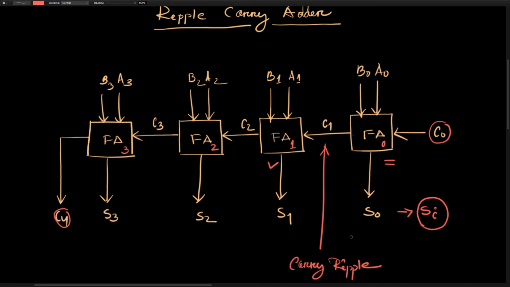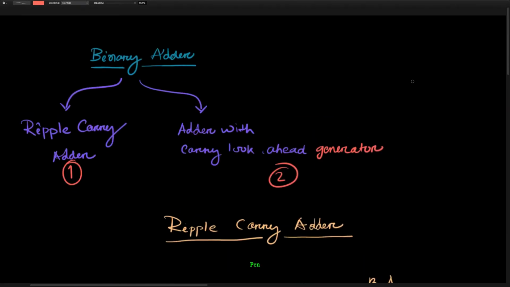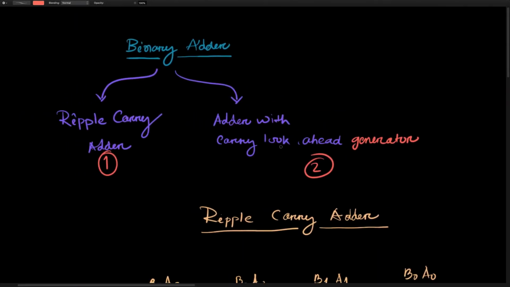Now this has the problem of a longer implementation time. For shorter bit calculations, like 3-bit, 2-bit, 4-bit or even 5-bit, that is okay. But suppose there is a binary number with 100 bits? That is going to be a longer time for the operation. So to solve that, we have to use the second type of binary adder, that is the adder with carry look ahead generation. That we will discuss now.